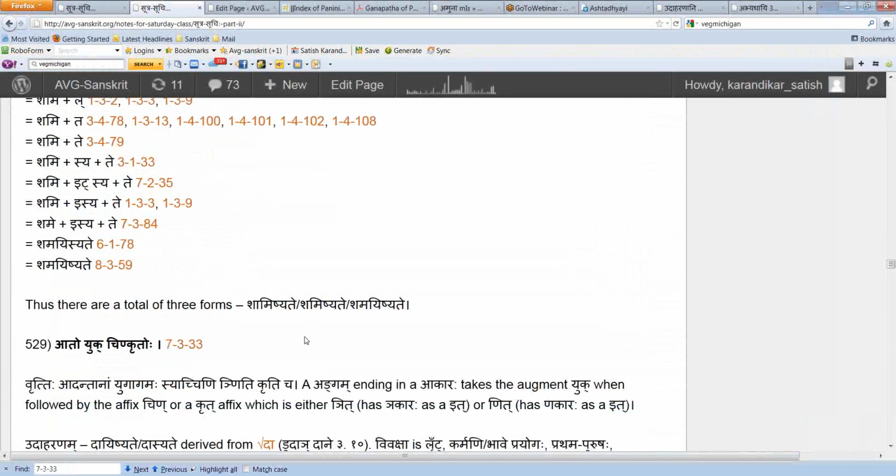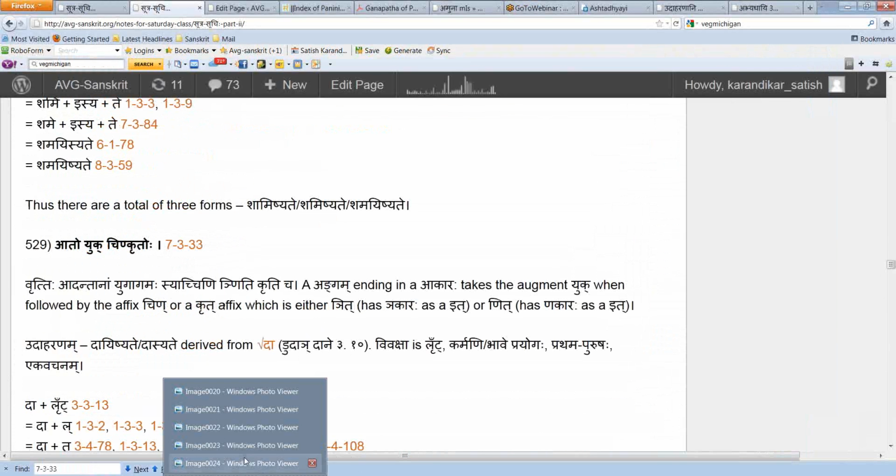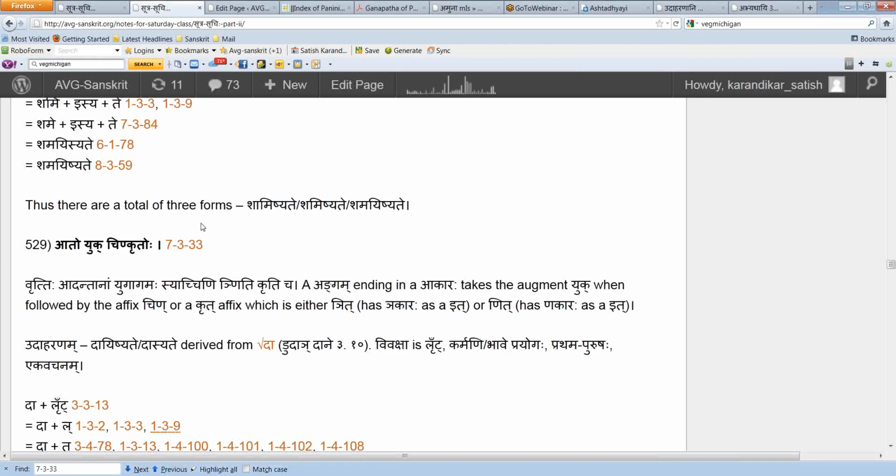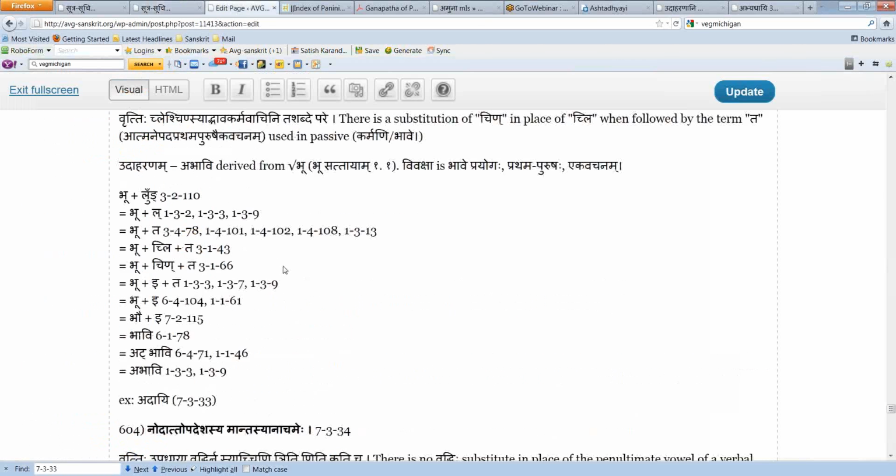In the book we have an example given. If you take the dhatu Nya, for example, we get Ajnayi, because Nya takes the Yuk Agamaha by 7.3.33 Ato Yuk Chin Krutoho. So basically it takes the Yuk Agamaha, and of course the Adagamaha comes everywhere. If you take a dhatu Kru, for example, there is nothing special. When we have Kru plus Lung, follow all these same steps which we just did over here.